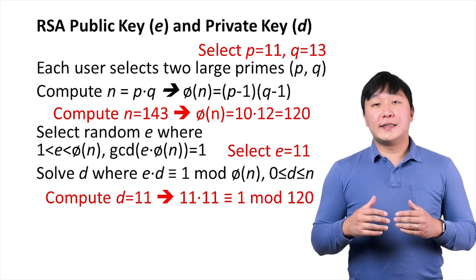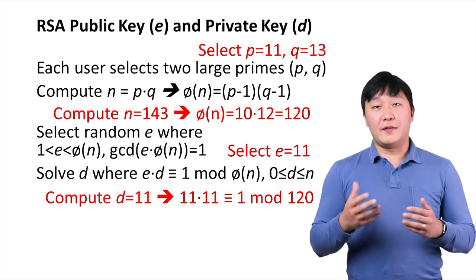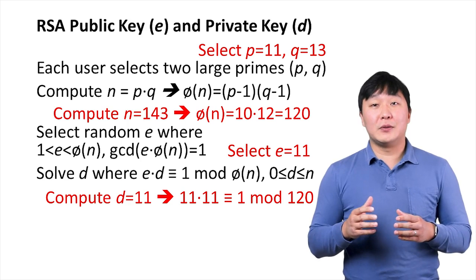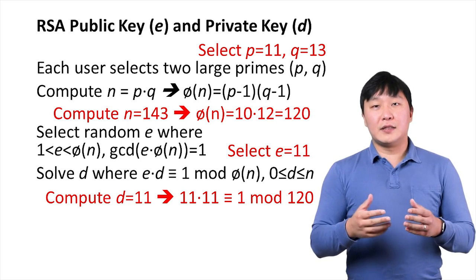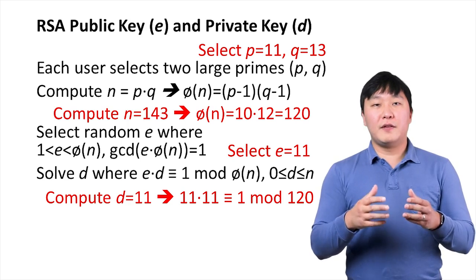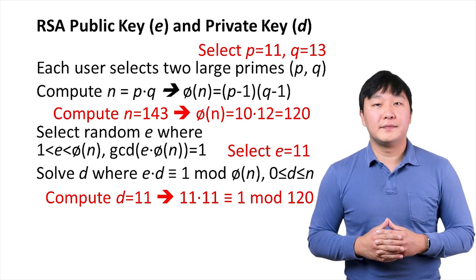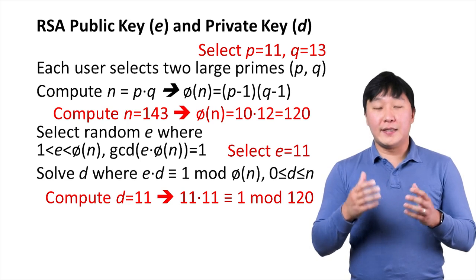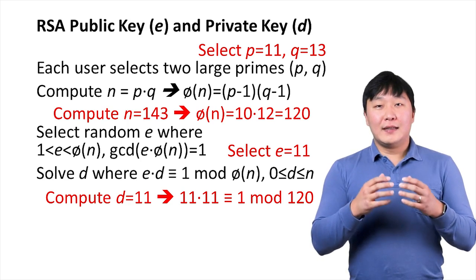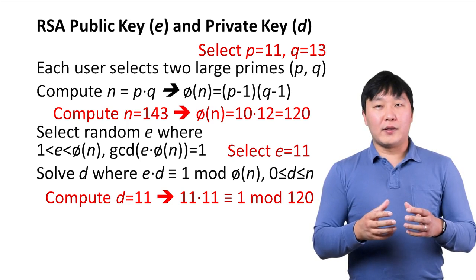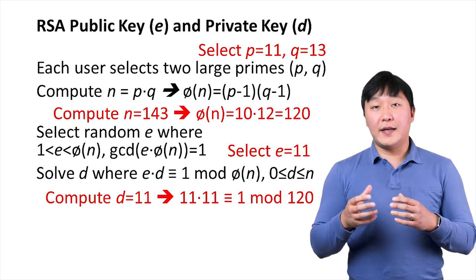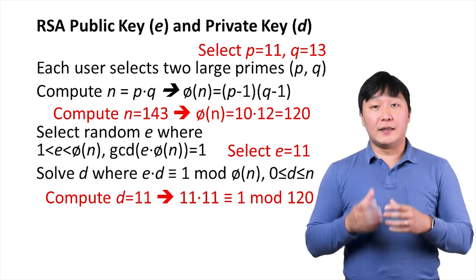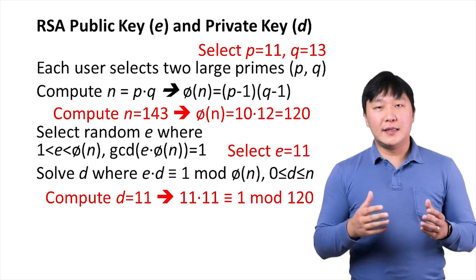Then the user finds the multiplicative inverse of e mod phi of n for the private key d. In other words, d is equal to the multiplicative inverse of 11 mod 120. Using the fact that the greatest common divisor of e and phi of n is equal to 1, and using the extended Euclidean algorithm with the two inputs e and phi of n, which are 11 and 120, you can find the inverse of 11, which turns out to be d is equal to 11.